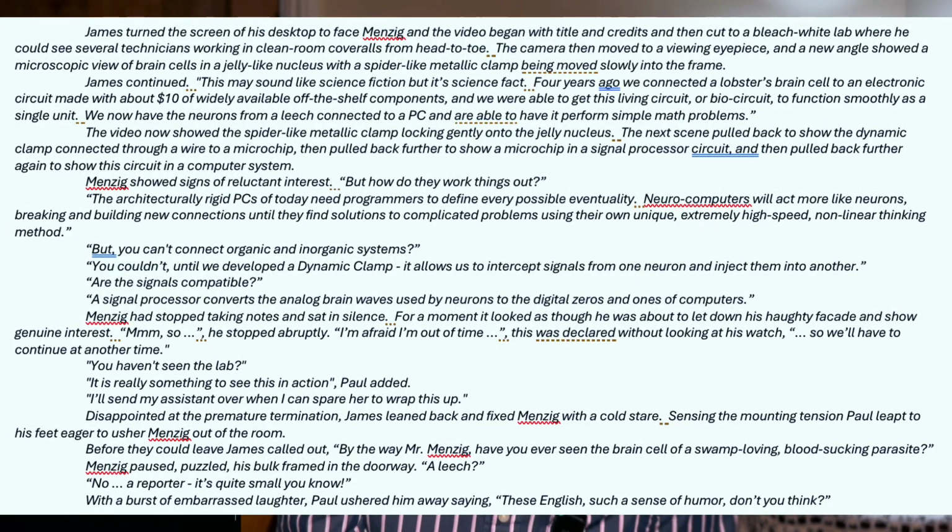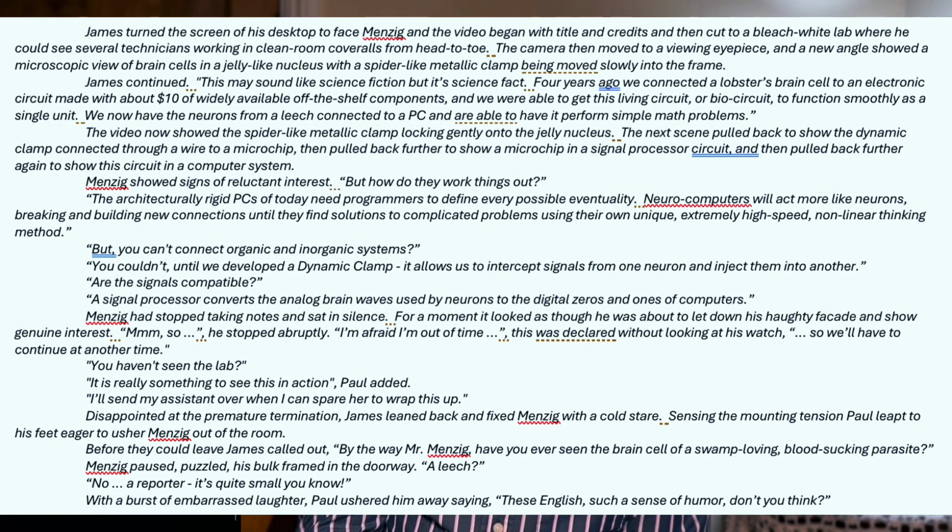So let's now look at the last part of Chapter 2. James turned the screen of his desktop to face Menzig, and the video began with title and credits, and then cut to a bleach white lab where he could see several technicians working in clean room coveralls from head to toe. The camera then moved to a viewing eyepiece, and a new angle showed a microscopic view of brain cells in a jelly-like nucleus with a spider-like metallic clamp being moved slowly into the frame.